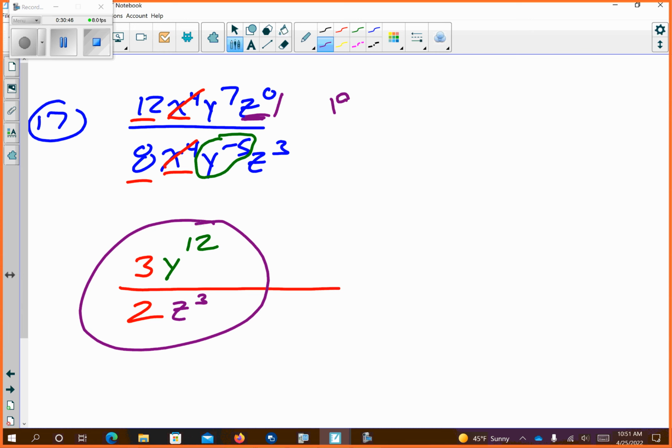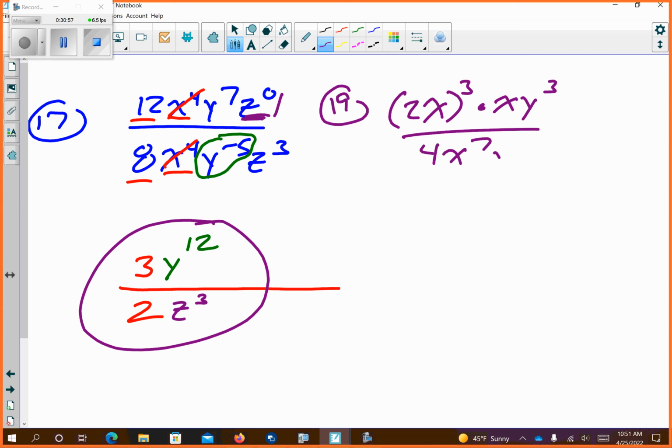Number 19. 2x raised to the third. Oh, that's a quantity, so we have to make sure we pay attention to that. How many of these 2x's do I have? 3 of them. And I have x, y to the third over 4x to the 7th y.